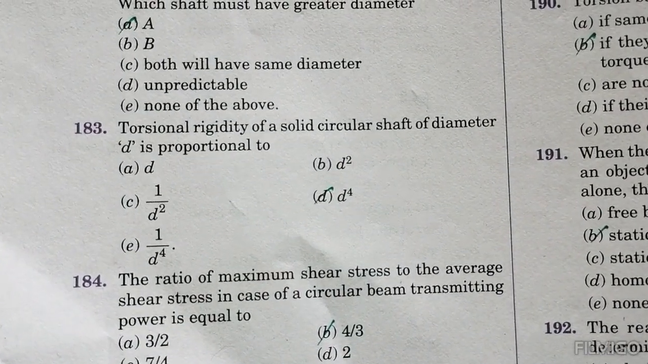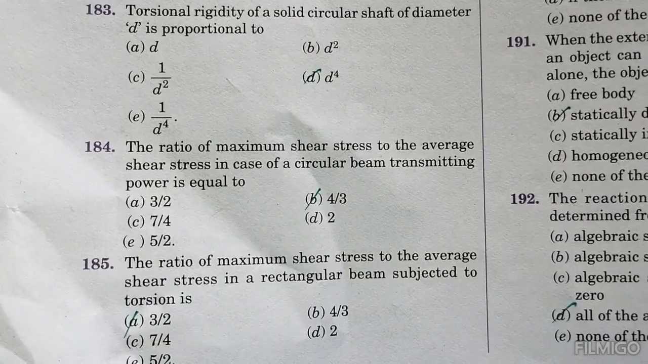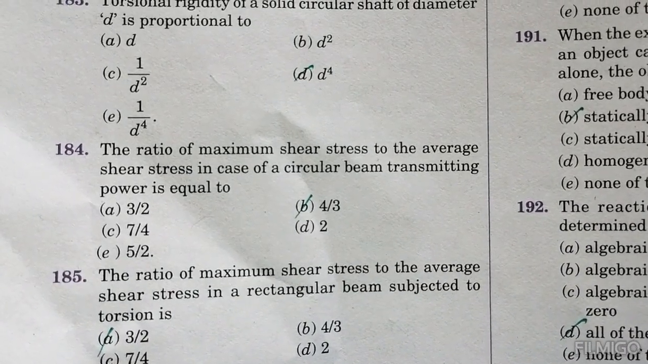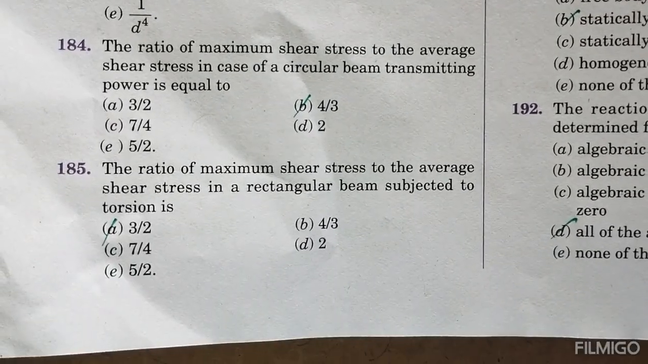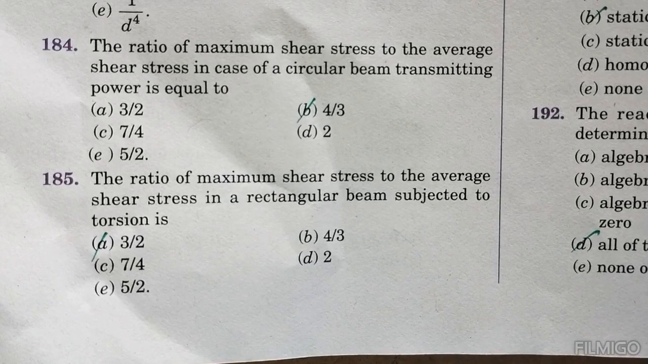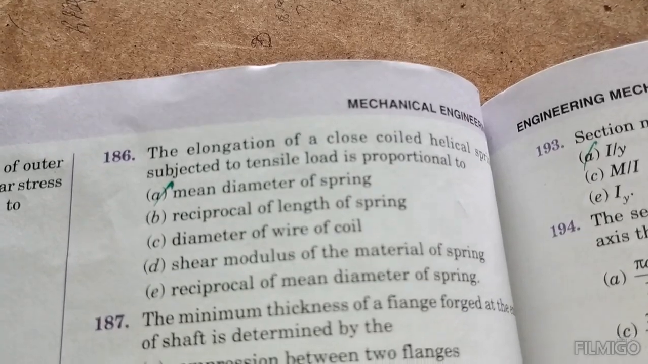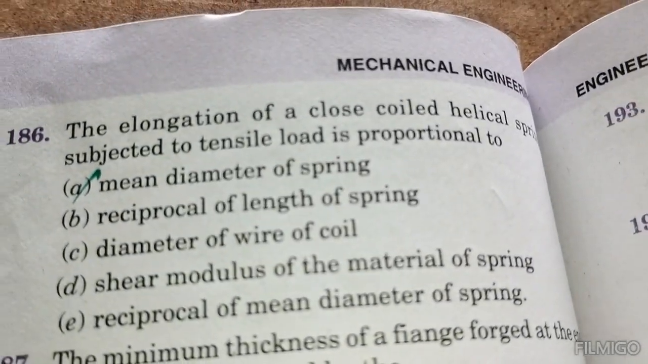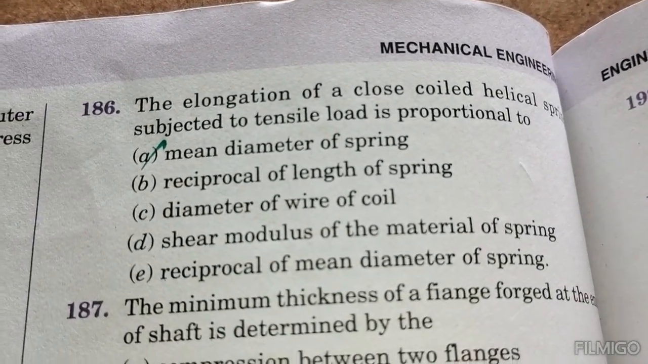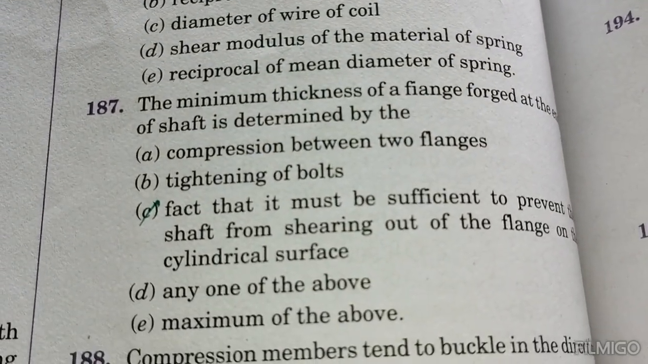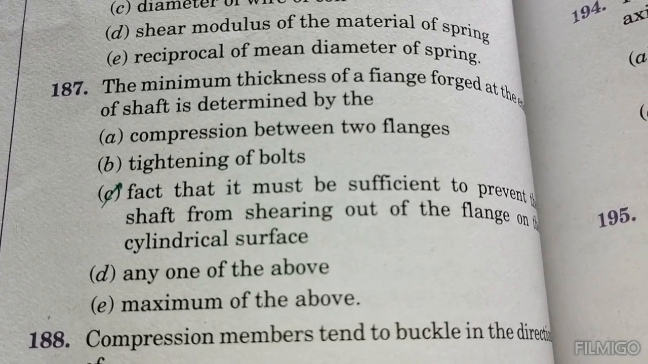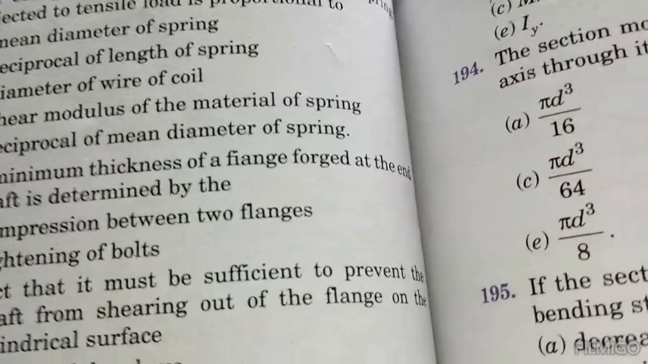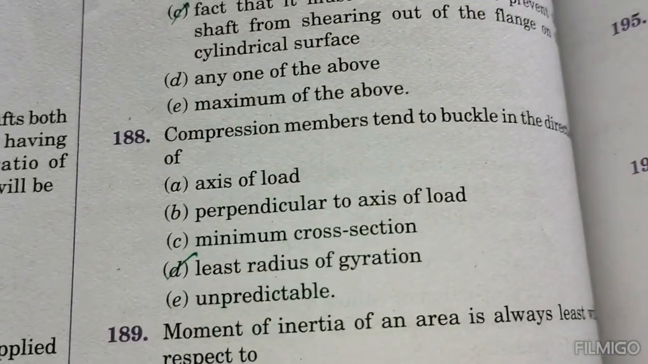The torsional rigidity of a solid circular shaft of diameter D is proportional to D power 4. The ratio of maximum shear stress to average shear stress in the case of a circular bar transmitting power is equal to 4 by 3. The ratio of maximum shear stress to average shear stress in a rectangular beam subject to torsion is 3 by 2. The elongation of a closed coiled helical spring subjected to tensile load is proportional to the mean diameter of the spring. The minimum thickness of flange plate at the center of the shaft is determined by the fact that there must be sufficient area to prevent the shaft shearing from the flange at the cylindrical surfaces.